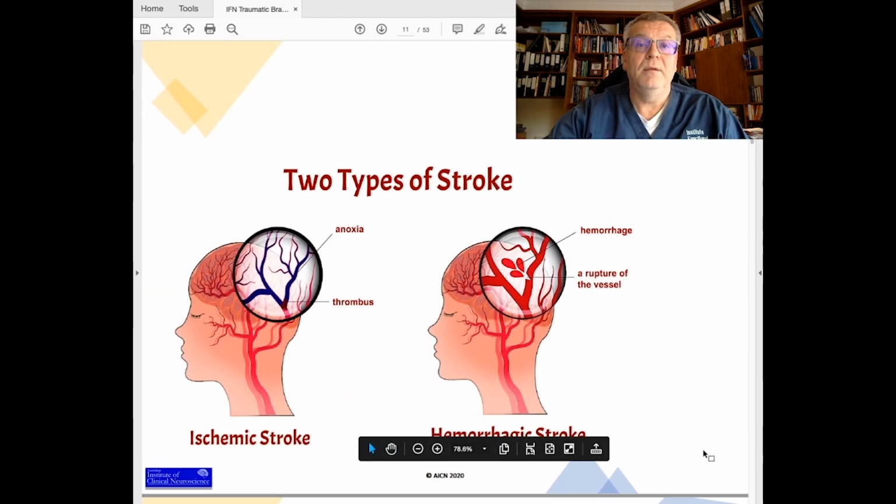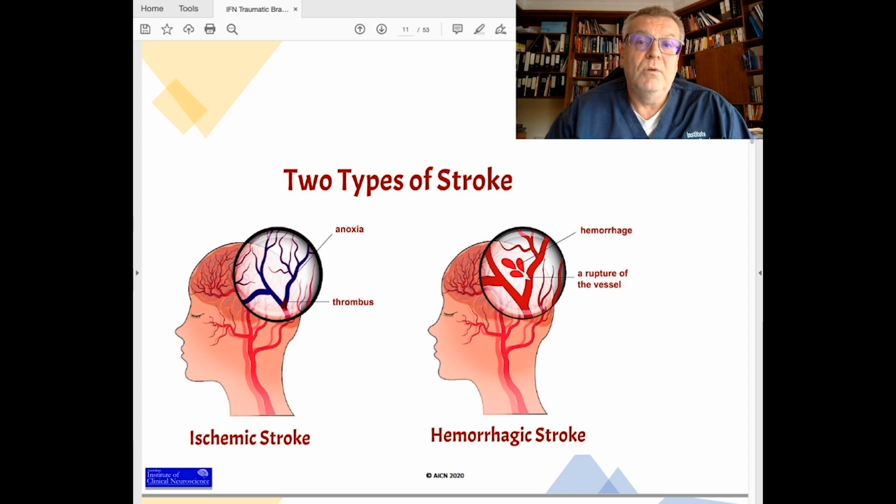So this slide is demonstrating basically the two types of strokes. Now, all strokes pretty much result in the same outcome, and that is some type of damage to neurons downstream from where the blockage or the stroke has occurred. And depending upon the magnitude of that damage, or the magnitude of the disruption of oxygen flow to the neurons, the symptoms may be much worse, or in some cases quite mild.